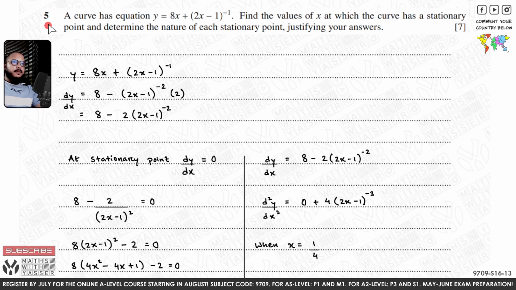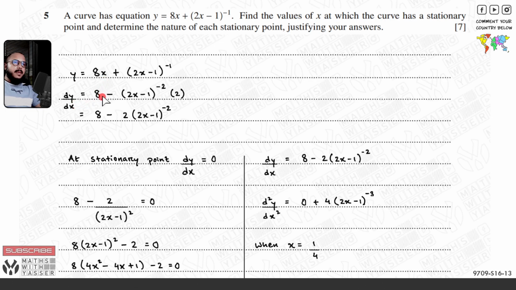Question number 5. A curve has equation y = 8x + (2x - 1)^(-1). We need to find the values of x at which the curve has a stationary point and determine the nature of each stationary point, justifying your answers. So this is the equation of the curve. So let's differentiate it first.